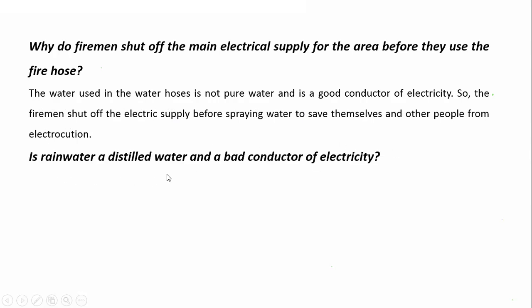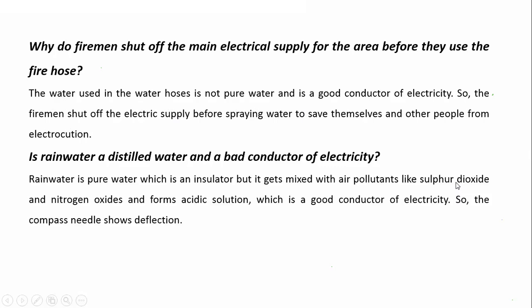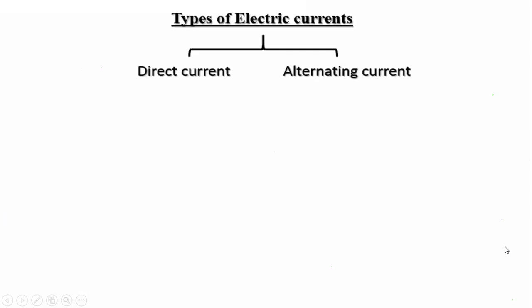Is rainwater distilled water and a bad conductor of electricity? No, rainwater is not distilled water due to the acidic rain effects. Pure water is an insulator, but rainwater gets mixed with air pollutants like sulfur dioxide and nitrogen oxides and forms an acidic solution, which is a good conductor of electricity. So the compass needle shows more deflection.